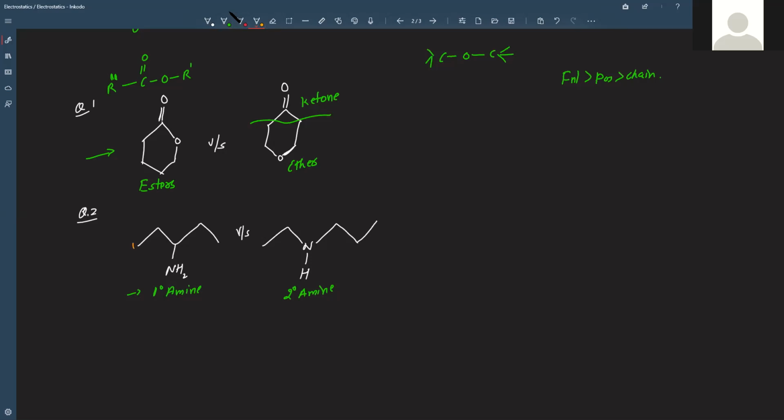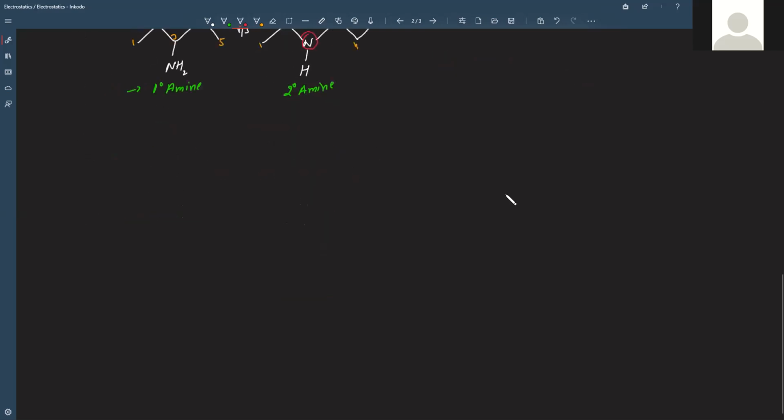1, 2, 3, 4, 5 carbons. Here 1, 2, 3, 4, 5 carbons. So the chain may look longer in the second one, but here is the problem. This nitrogen is not carbon. So the carbon chain length is still 5. So these two are also functional isomers. Right. So that was about functional, positional and chain isomers.